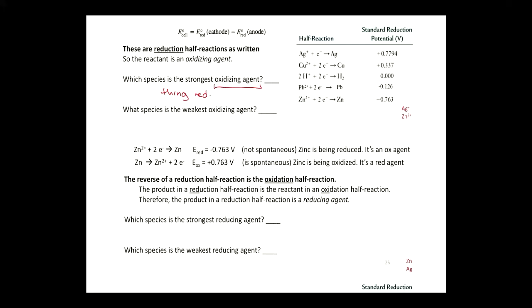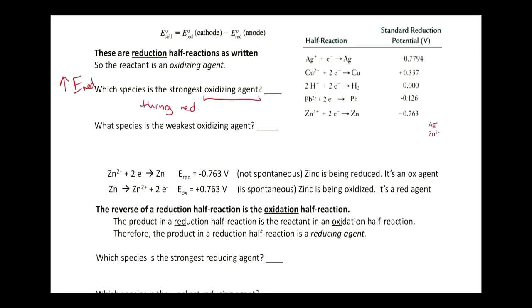So you are looking for the largest reduction potential, right? These are reduction half reactions. So if you look at all of these, which thing is easiest to reduce? It's the one with the largest reduction potential. It is going to be silver plus. Silver plus is the best oxidizing agent because it's the easiest to reduce. It has the most positive reduction potential.